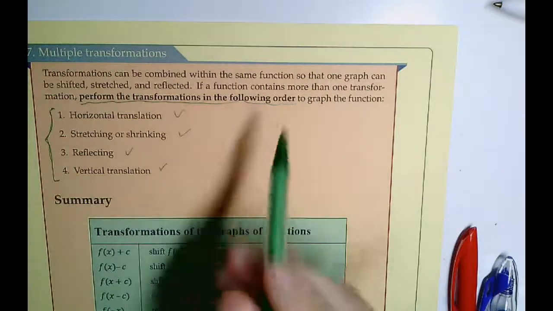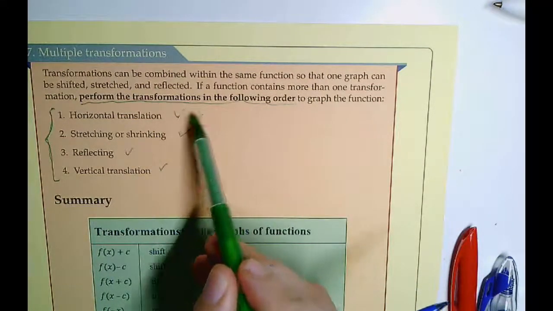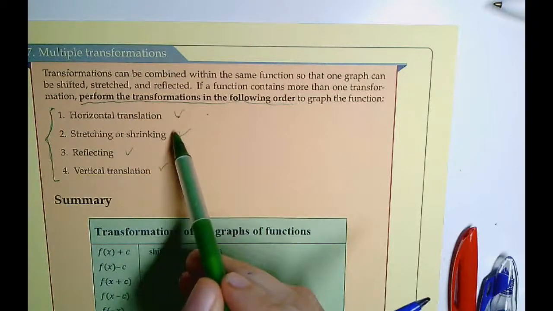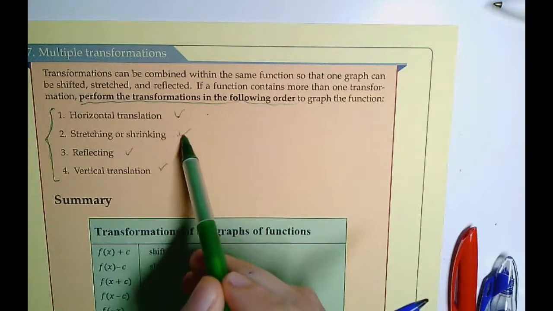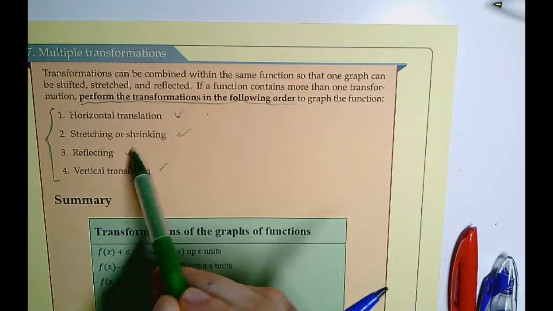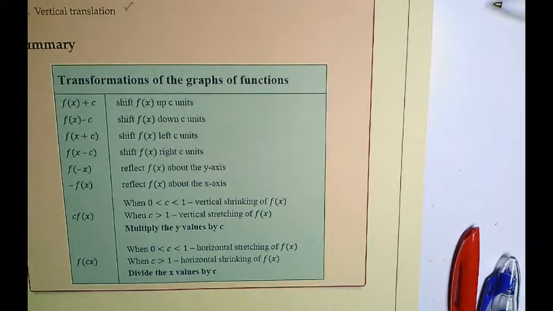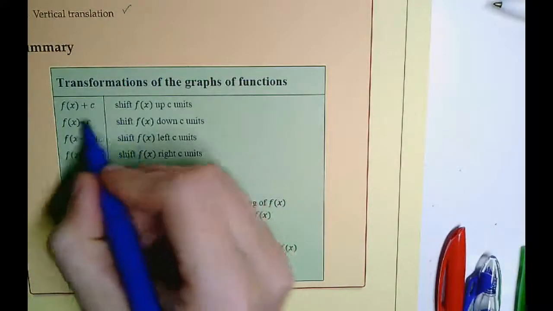So we're first going to look if the graph is moved to the left or to the right, if it's stretched or shrunk vertically or horizontally, reflected over the x-axis and y-axis, or vertical translation. So let's put them all together. So let's see if you remember from the first part.